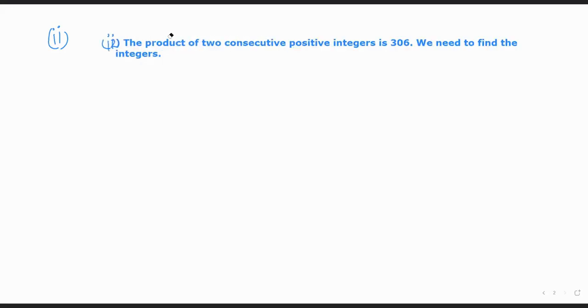Students, now let me write question 2 part 2. Let's solve this question. Now, dear student, you can see what is given to us. We are given that the product of two consecutive positive integers is 306. So we need to find the integers.